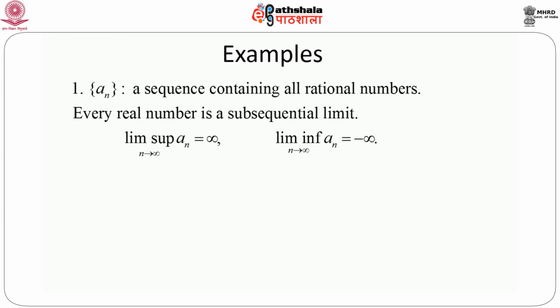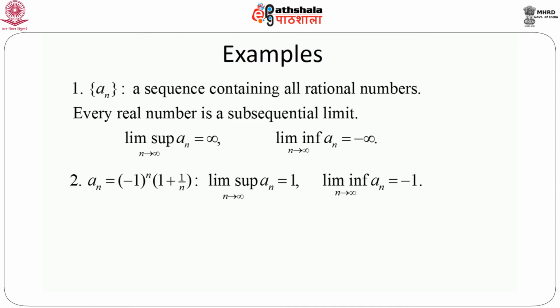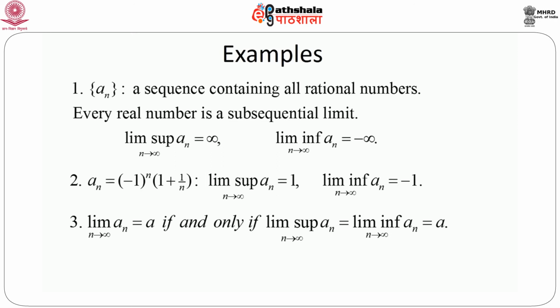Now the second example, which is very interesting, is a kind of sequence we have already seen, where a_n equals minus 1 to the power n times (1 plus 1 by n). As n goes to infinity, this 1 by n goes to 0, and depending on whether n is even or odd, minus 1 to the power n becomes 1 or minus 1. So lim sup a_n equals 1 and lim inf a_n equals minus 1. That means if we consider a subsequence which corresponds only to the odd values of n, then that will converge to minus 1. And if we consider a subsequence that corresponds only to the even integers, then the limit would be 1.